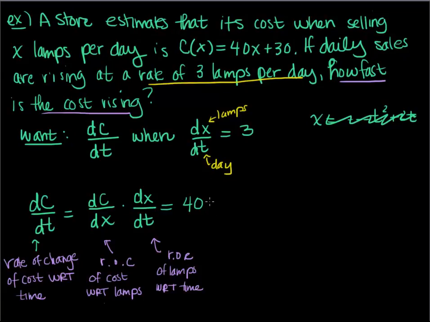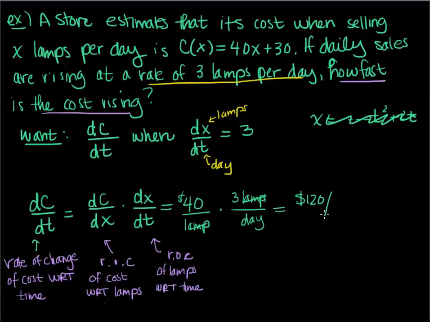So that's my dC/dx times what is dx/dt. That would be the 3. Let me give you some units on this. So this is $40 per lamp, right? That's what that dC/dx means. What is the dx/dt? This is the rate of change of lamps with respect to time. This is 3 lamps per day, right? That's what they tell us, per day. So if you notice, look at what cancels. If I look at my units, my lamps cancel.